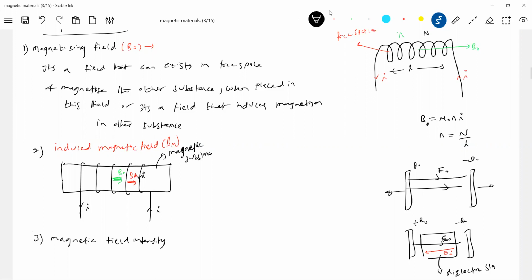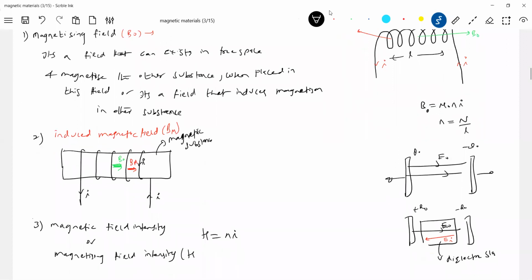Or there's a magnetizing field intensity or magnetic intensity. This is also called magnetizing field intensity. The symbol is H. What is H? H is equal to N into I. How to define this one?